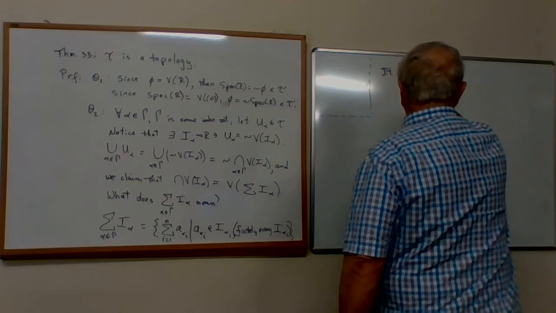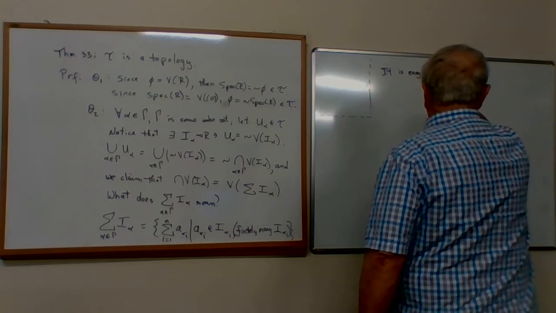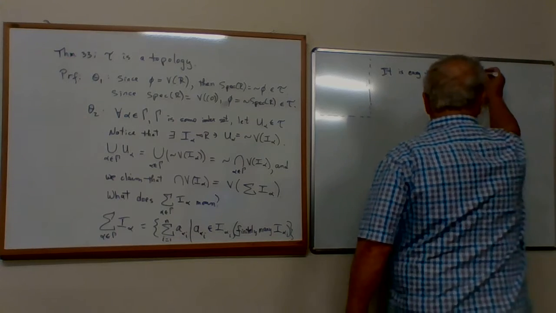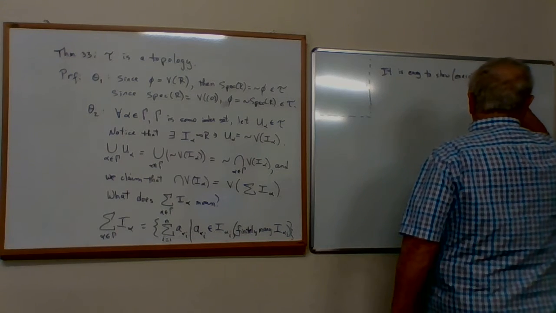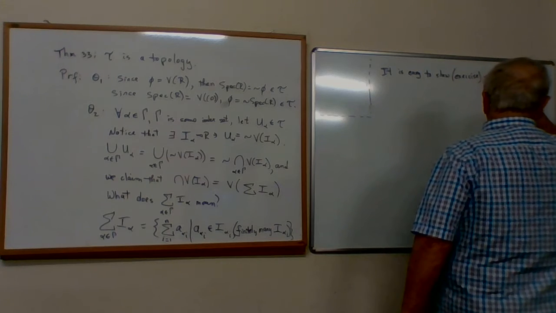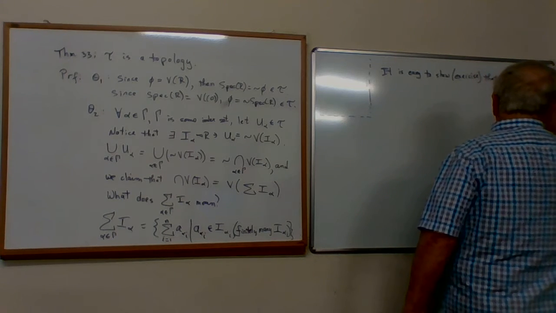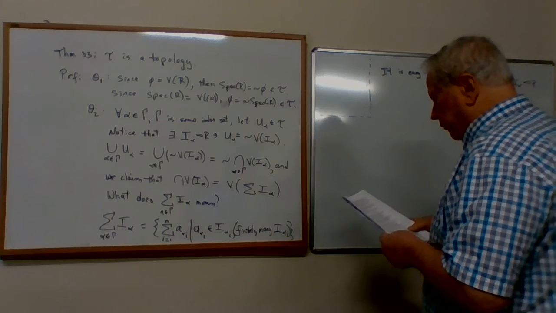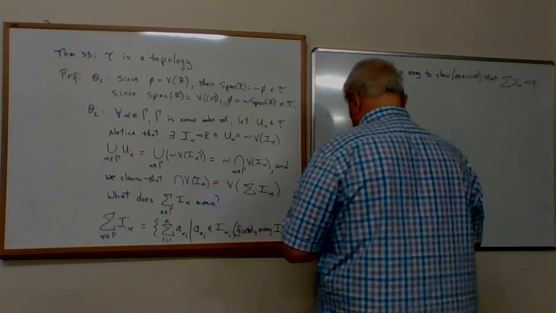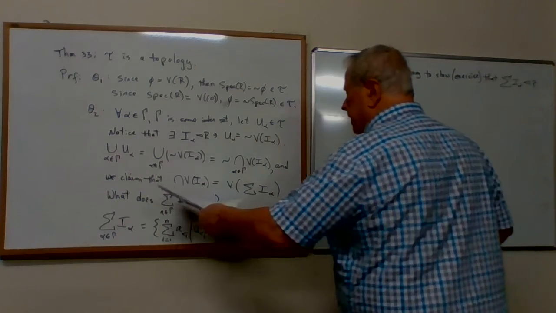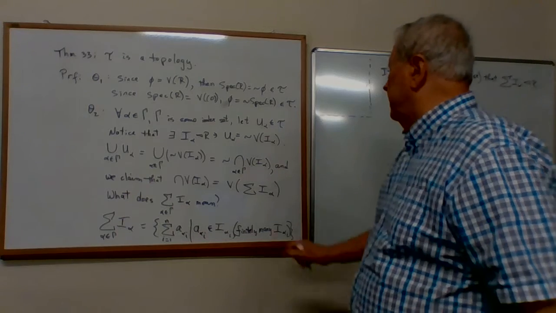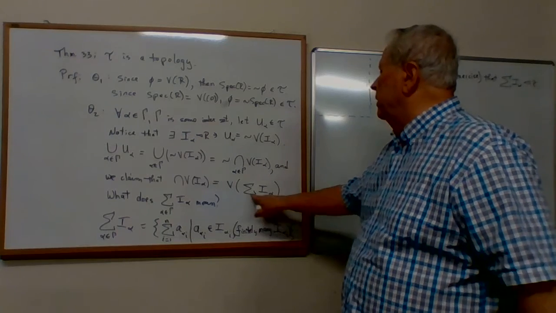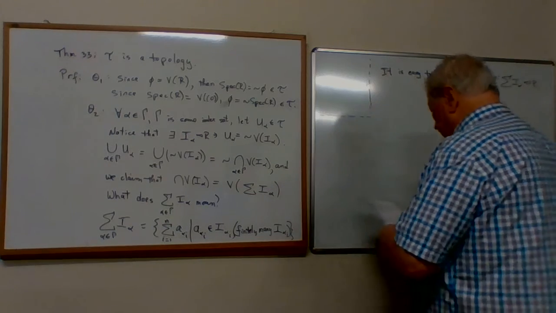So it is easy to show, and this is left as an exercise, that the sum of I sub alpha is indeed an ideal of R. Not a tough problem. But still, my statement here needs to be proven. We claim that this intersection is equal to the V of the entire sum. We have to prove that.